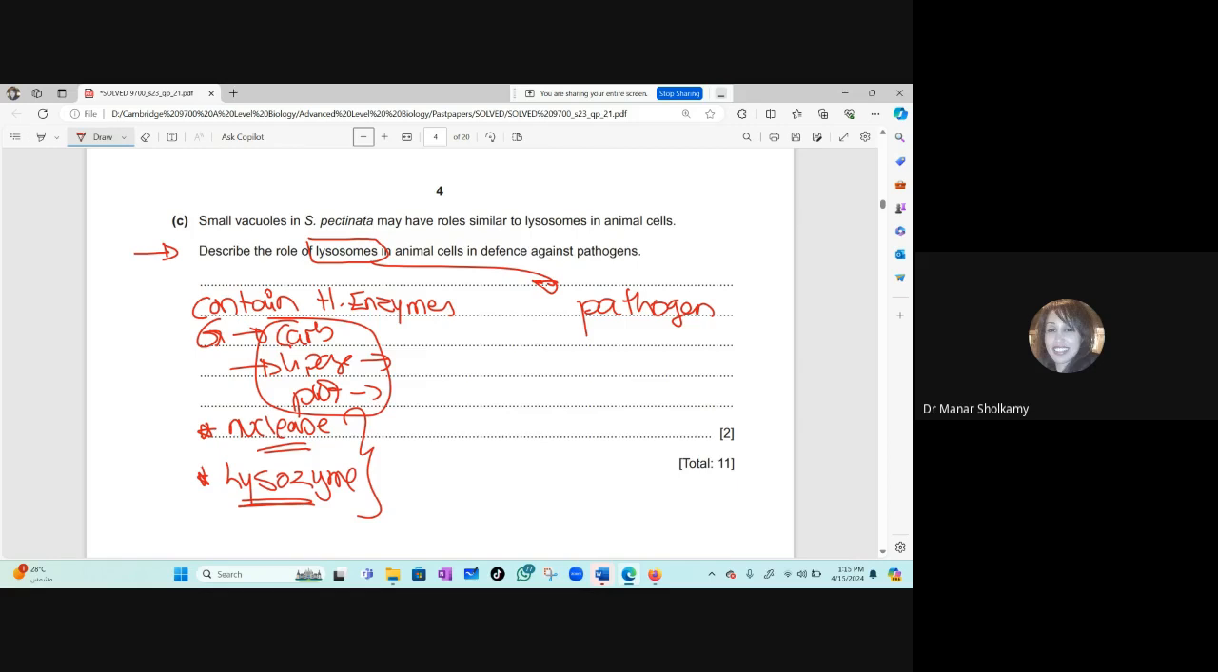When I kill the pathogen, phagocytosis. Exactly. This is what I wanted to hear, the phagocytosis. Actually, this is also an indirect question that is asking you what is happening in phagocytosis.